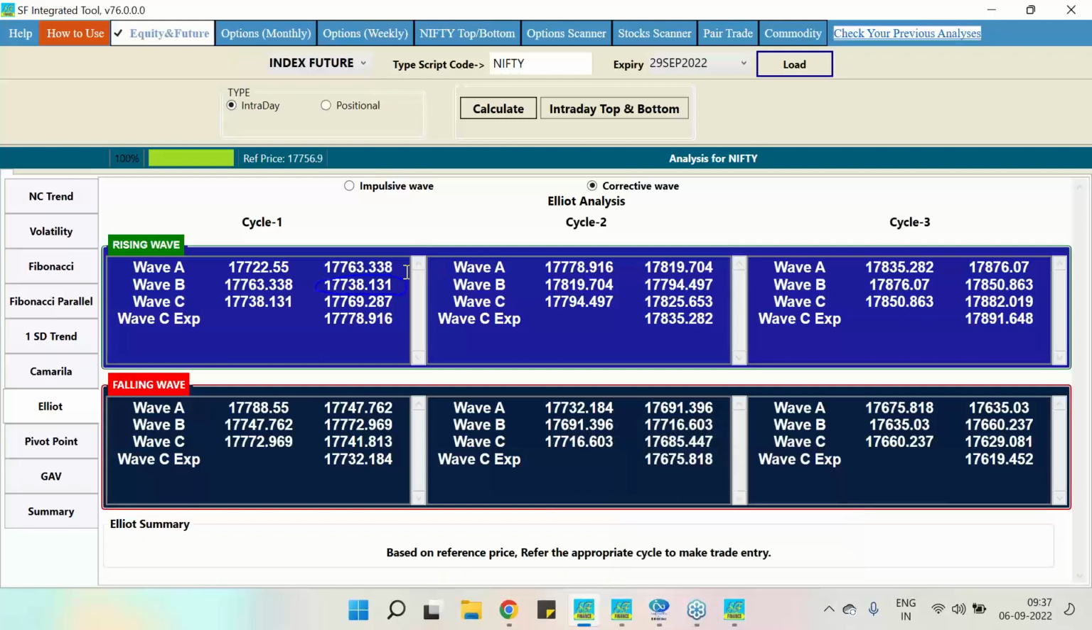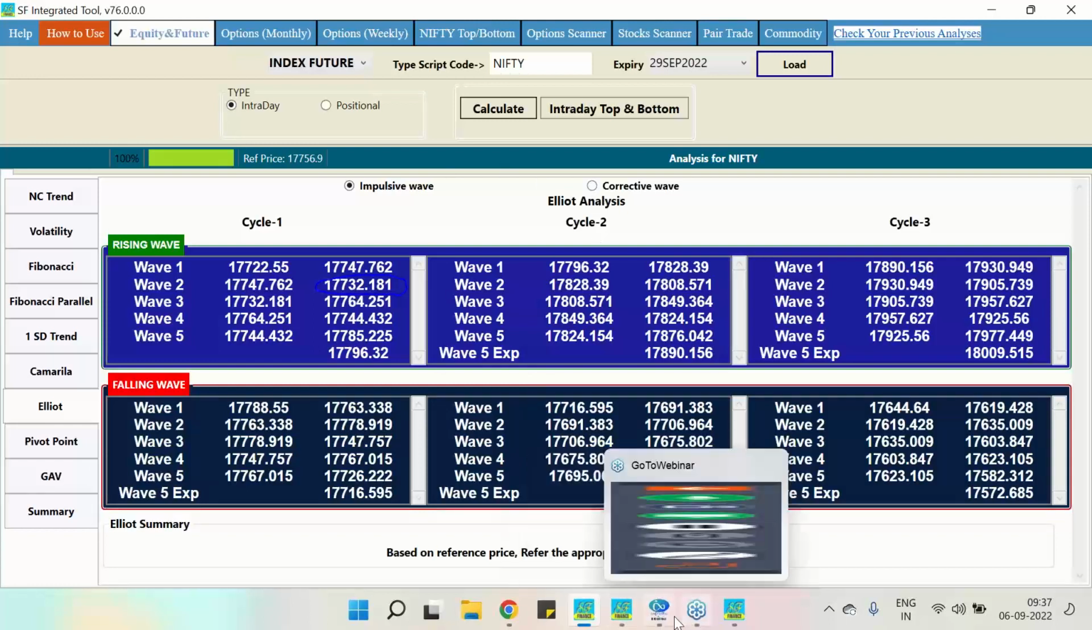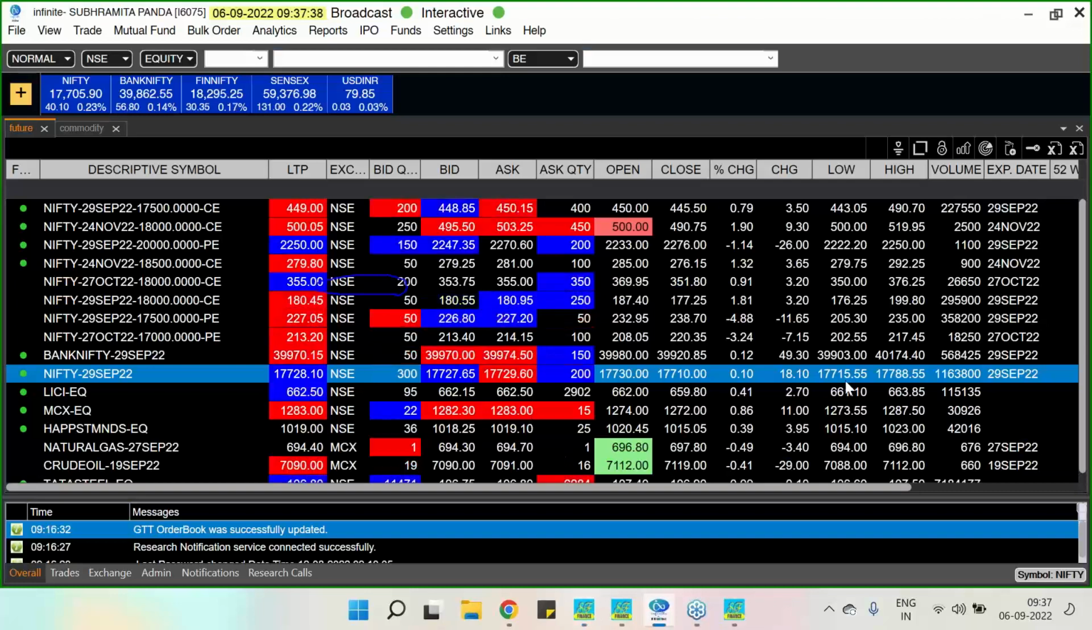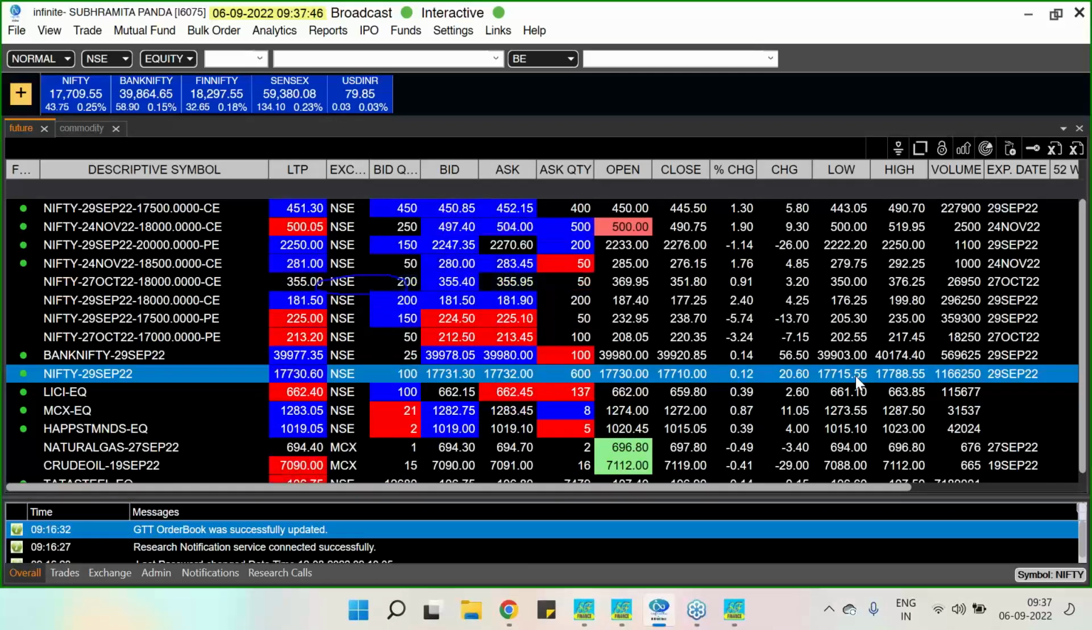Once the construction of these two waves has ended, if the prices are now retracing back, going up, then you can say that yes, it is now an impulsive pattern, because from here it has moved up. So the first indication is that wave 3 ended. Since the impulsive pattern has two more extra waves, at any point you find out, okay, in today's case we are pretty clear. Here Nifty has made 17,788 and the low is 17,715.55.